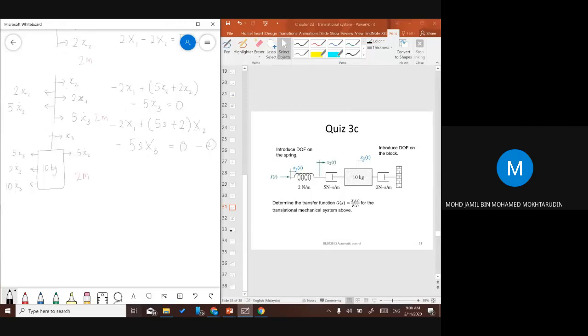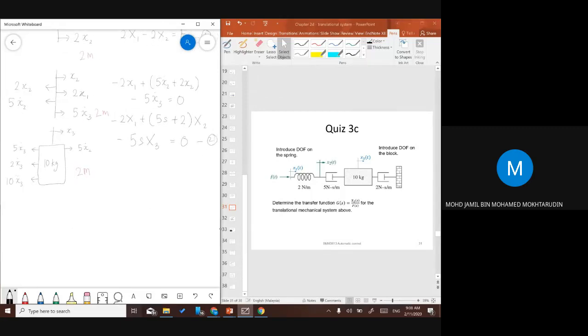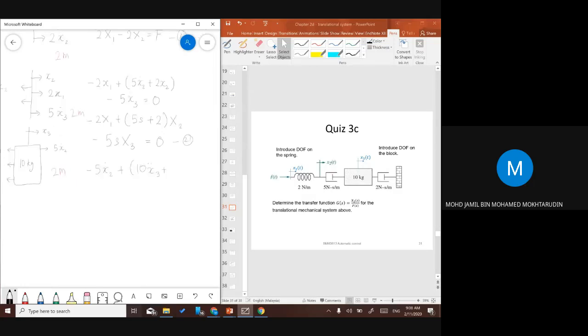And then for the third free body diagram, negative 5x2 dot plus 10x3 plus 7x2 equals 0. Then it becomes 5SX2 plus 10S squared plus 7SX2 equals 0.